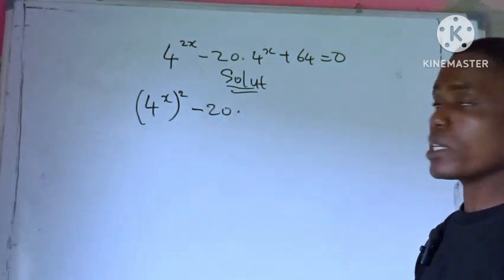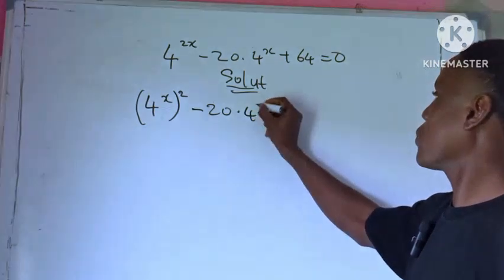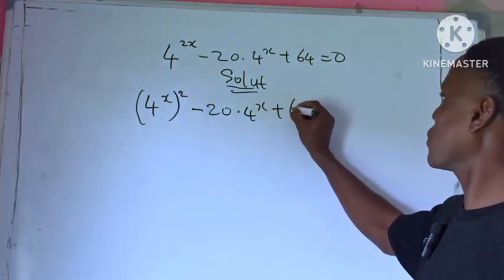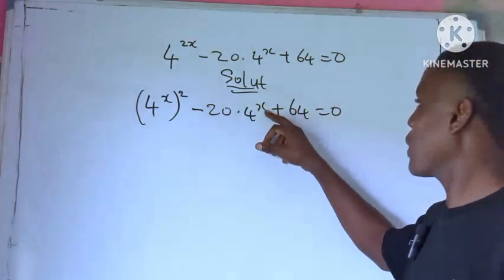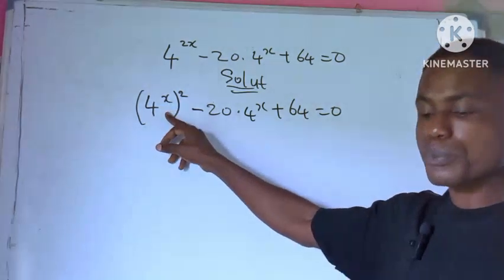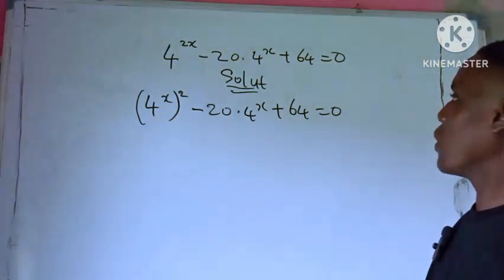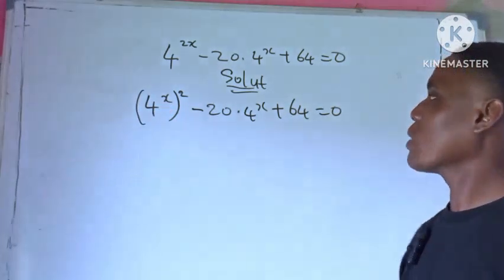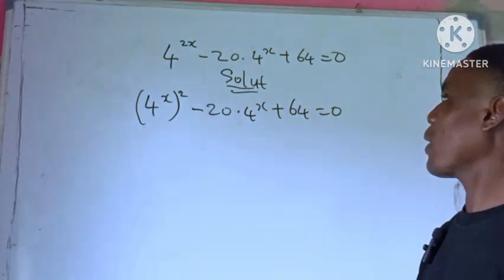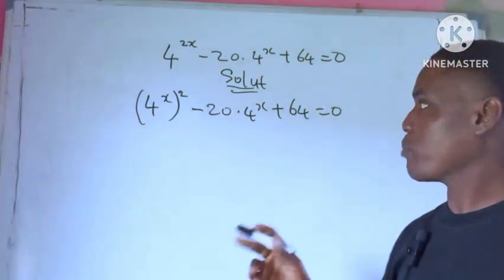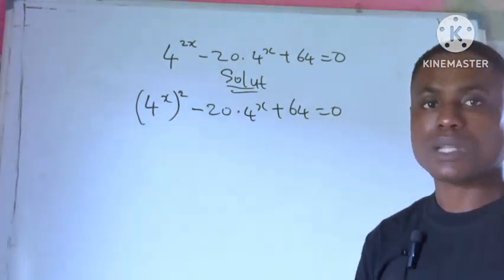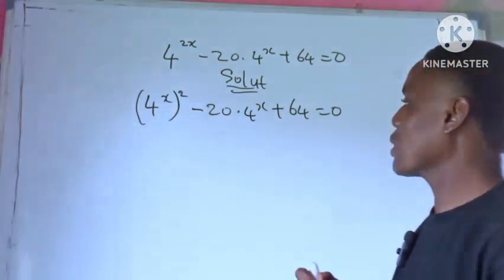This is a sign of multiplication, okay? 4 raised to the power x plus 64 equal to 0. Now, we have 4 raised to the power x here and 4 raised to the power x here. So meaning they are the same, right? We can easily factor 4 raised to power x out, or we can use a variable to represent 4 raised to power x. Let me write it down so you understand.